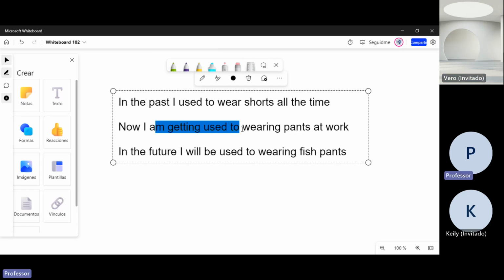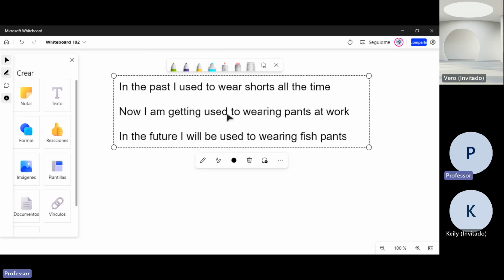But it doesn't matter. In the future, when I get 60, I will be used to wearing fish pants because I know that I will go fishing every time, every day I can. So I will be wearing fish pants. So here you can see the three different sentences.